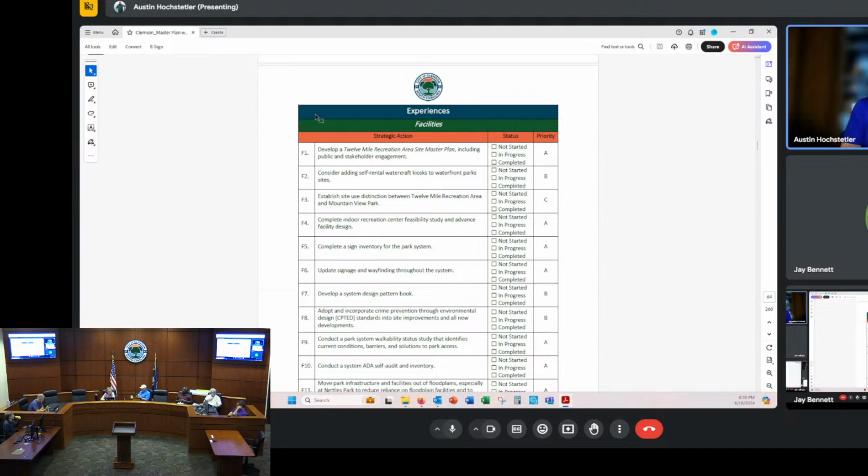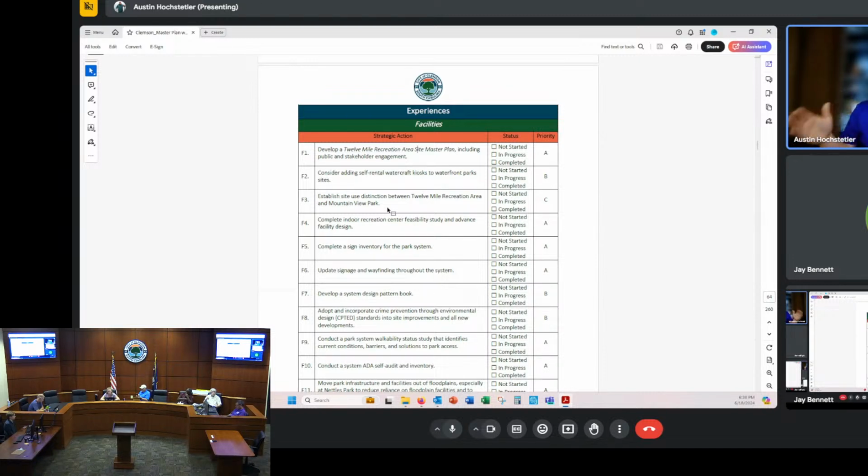Now, a lot of systems have site-specific master plans for major parks within their system. And 12-mile being a new asset into the Parks and Recreation Department is primed to have its own dedicated site plan, working with engineers, landscape architects, do a public engagement process, and specifically look at what that park space looks like moving forward. Considering adding self-rental watercraft kiosks to waterfront park sites, establishing site use distinction between 12-mile recreation area and Mountain View Park.